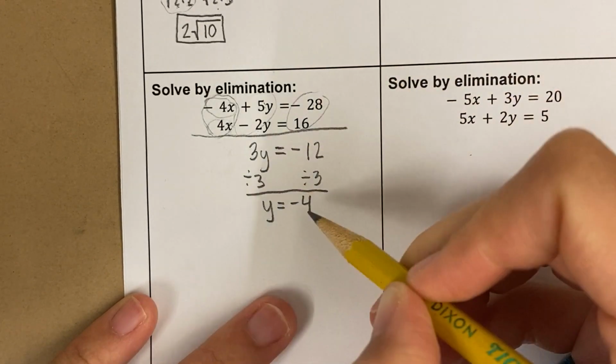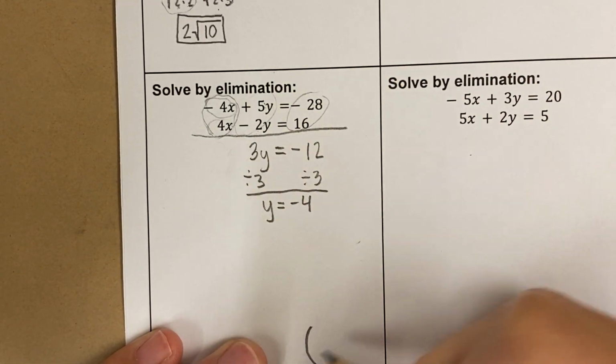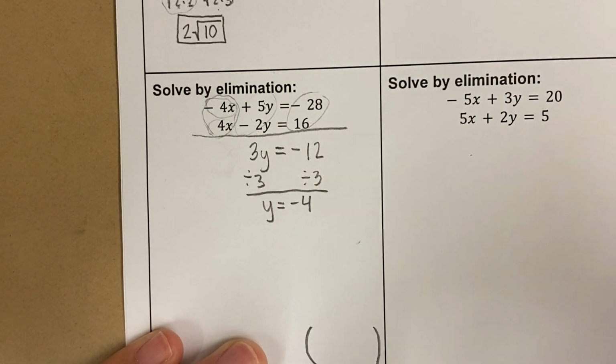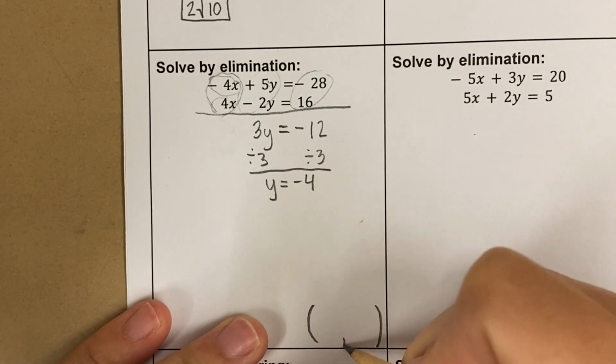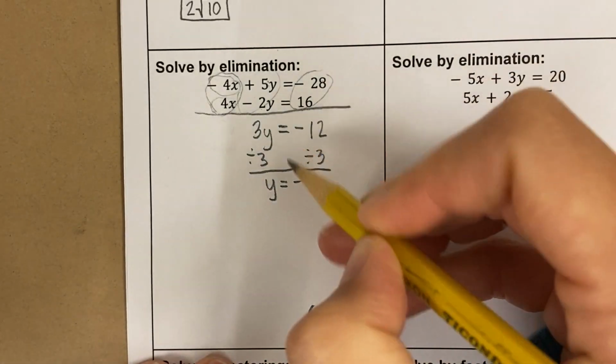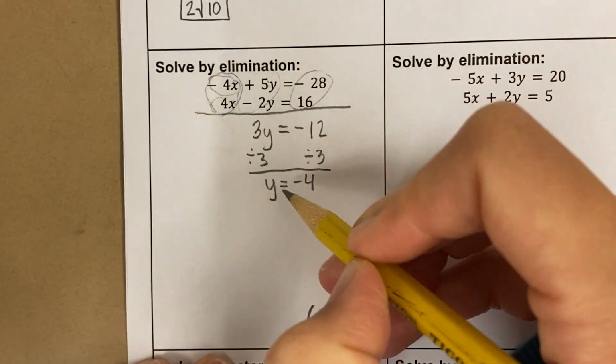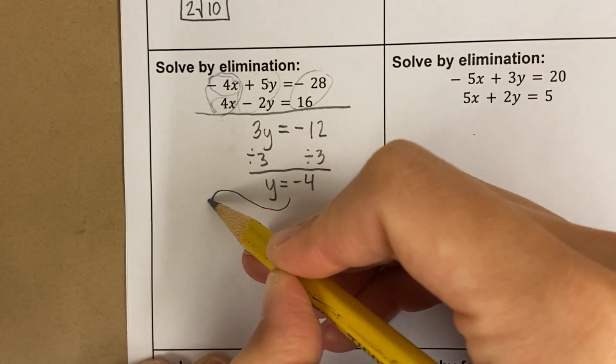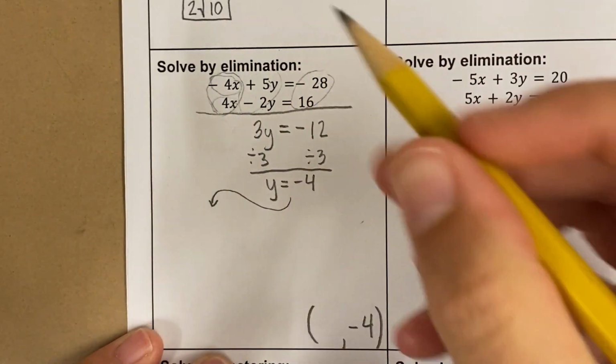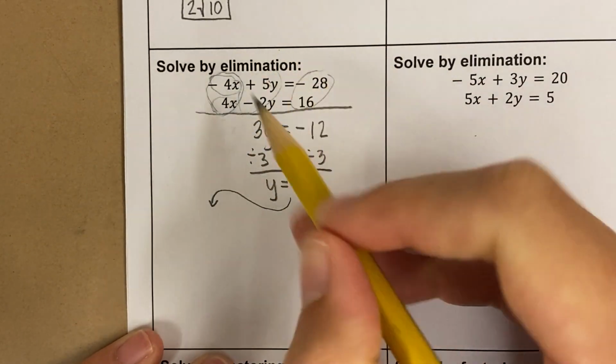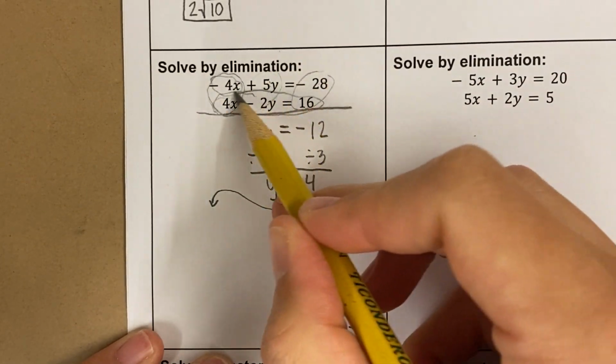Okay, now, here's the thing. I'm not done, right? Remember, my answer, my solution to a system is an x and a y. So far, I only have a y value. I'm going to plug this back in and find my x value. Okay, so it doesn't matter which equation I plug into, but I'm going to plug in to find my x. So I'm going to just plug into this one.